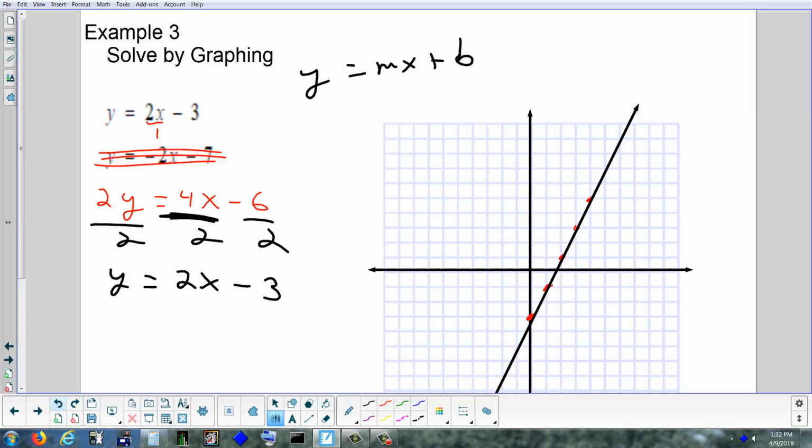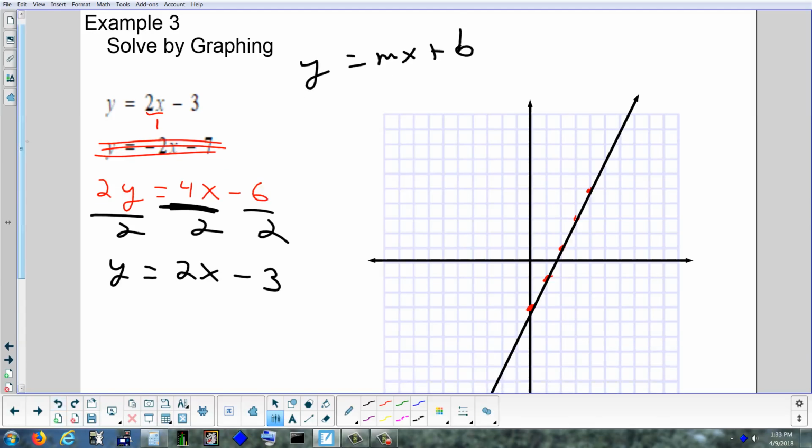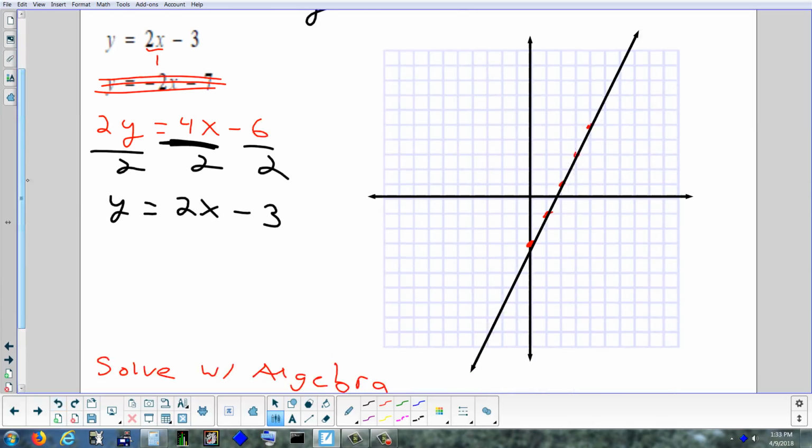Now we've got y by itself, which is what you have to do when you're graphing. We've got to get it in y equals mx plus b. Now, look at what we have. It's the same thing. y equals 2x minus 3, y equals 2x minus 3. So there's infinite solutions. Same equation.